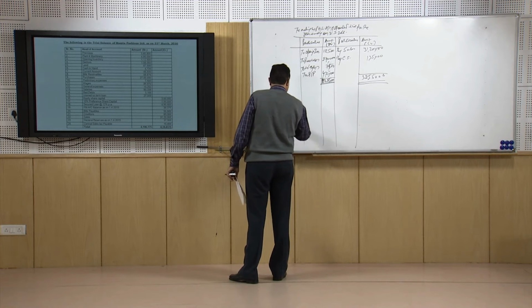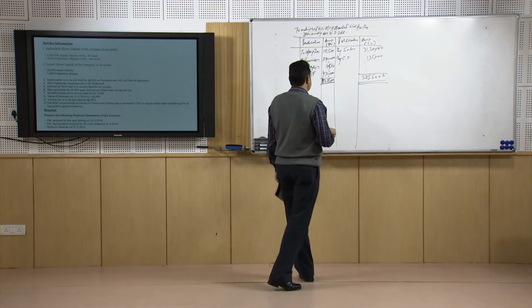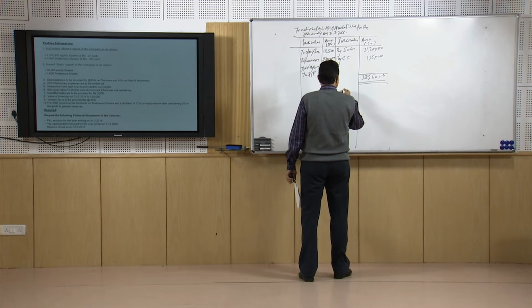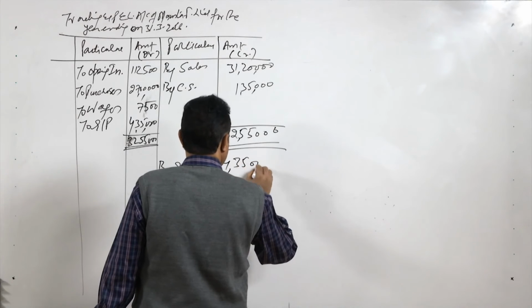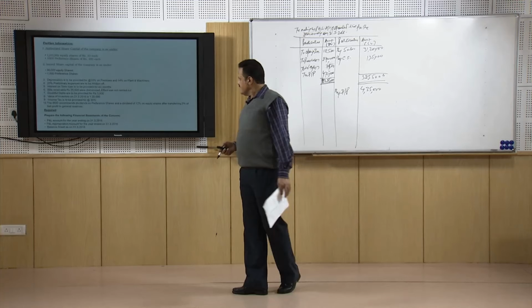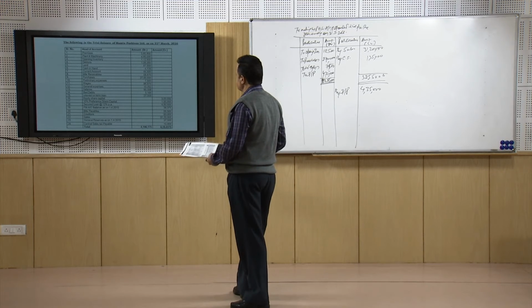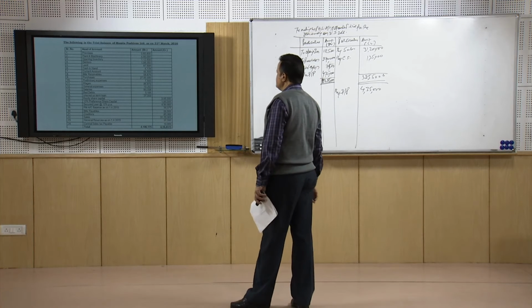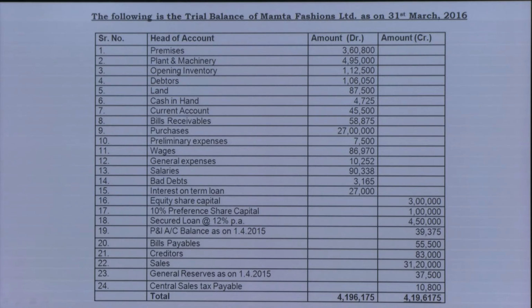The amount of the gross profit is 4 lakh 35 thousand, which we have calculated. Now it will be brought down to the credit side by gross profit, so it is 4 lakh 35 thousand. Then, now we will have to take the other expenses, like the other direct expenses. Premises we will not be taking, plant and machinery no, opening inventory we have taken, debtors no, land no, cash in hand, current account, bank balance, receivables no, purchases we have done. So we will be taking now the preliminary expenses.